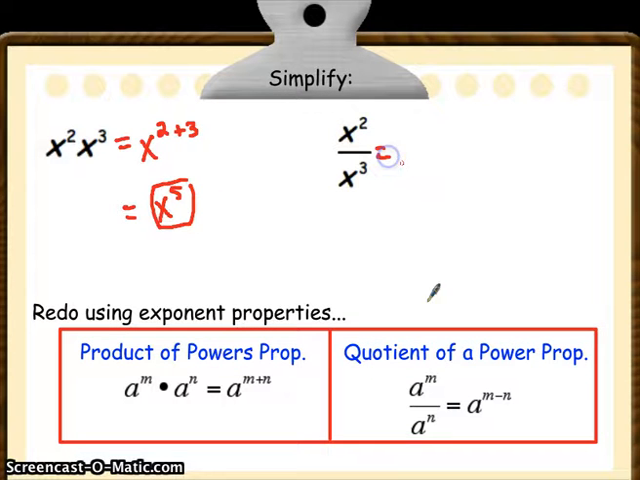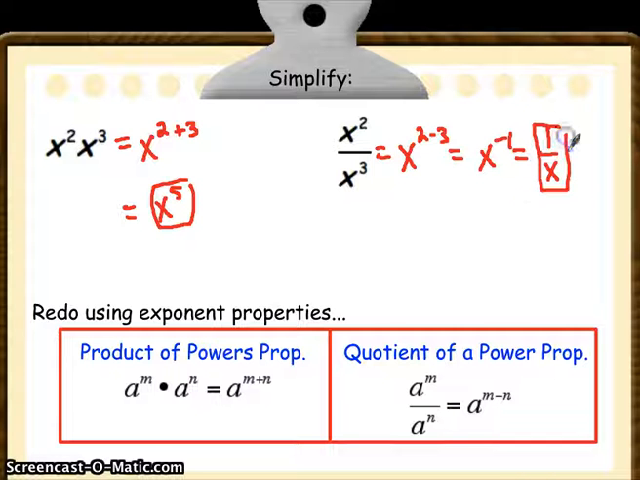And along those same lines, if a to the m is divided by a to the n, again, equal bases, so I can subtract my exponents, then we can say x to the 2 minus 3, and that becomes x to the negative 1. Later on, we'll also get the exponent property that negative exponents make fractions, and that x to the negative 1 is 1 over x. We'll mention that again in a little bit.